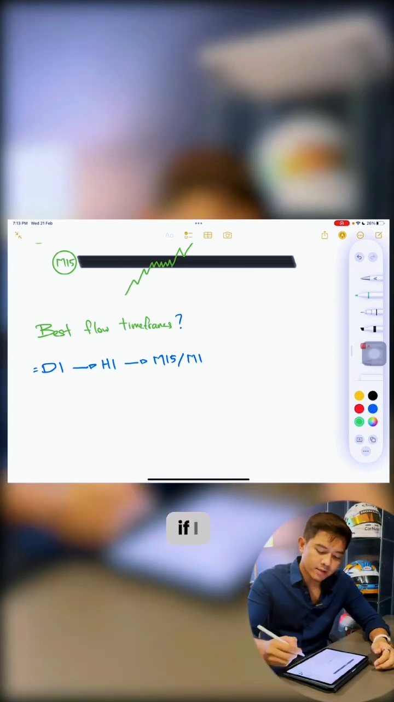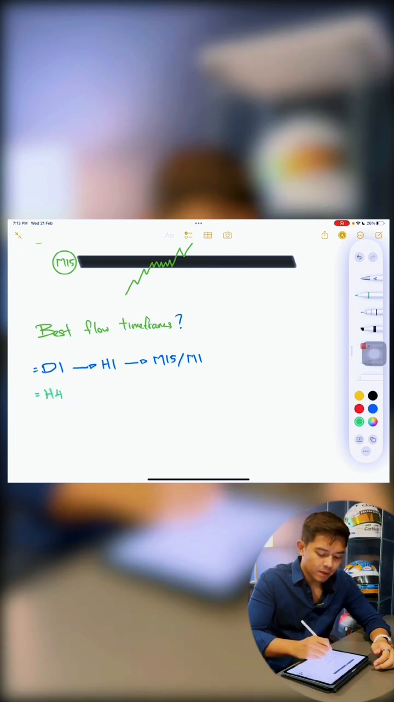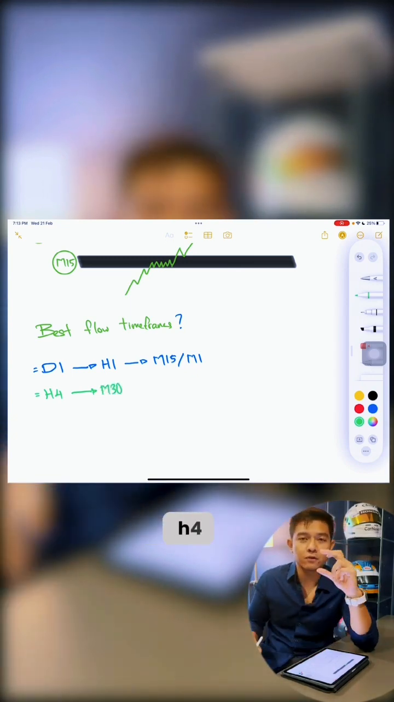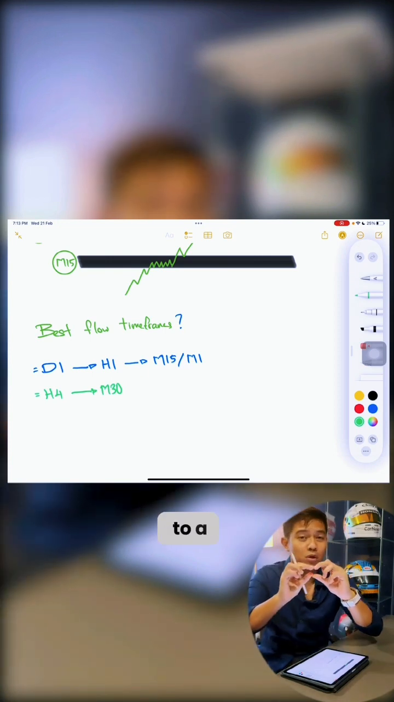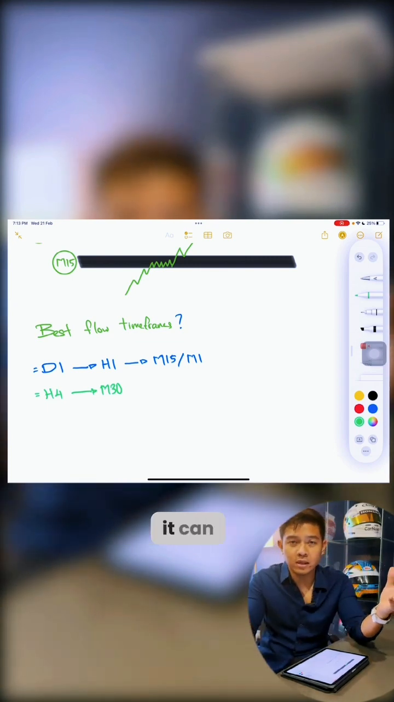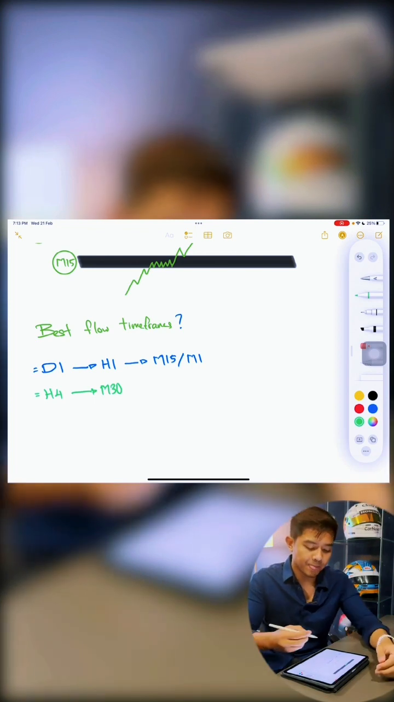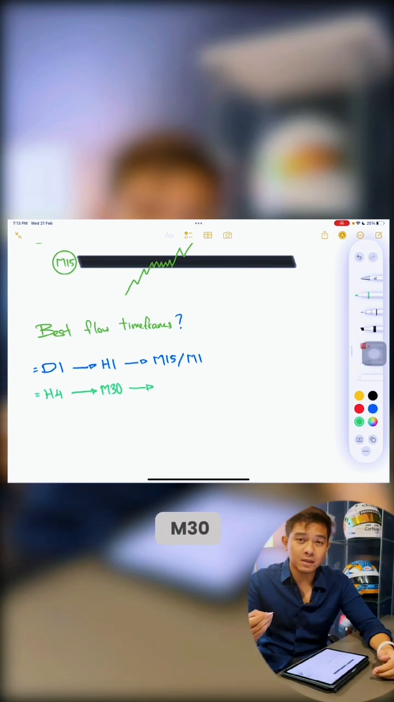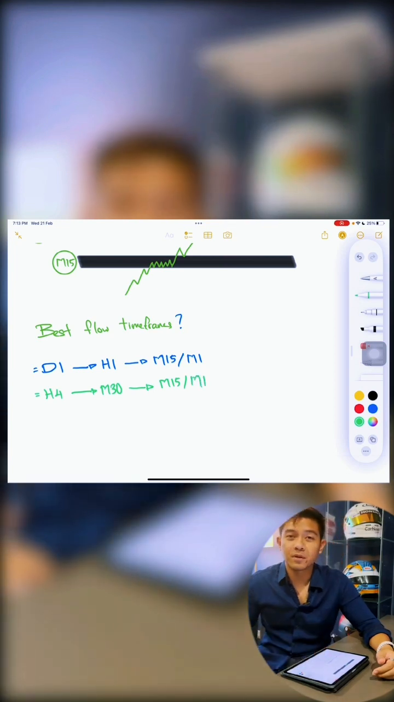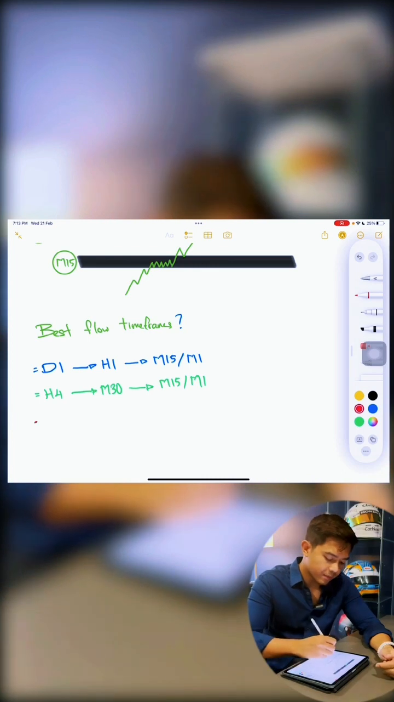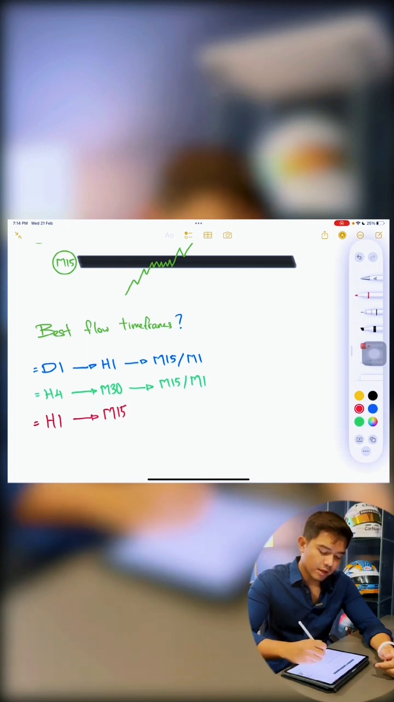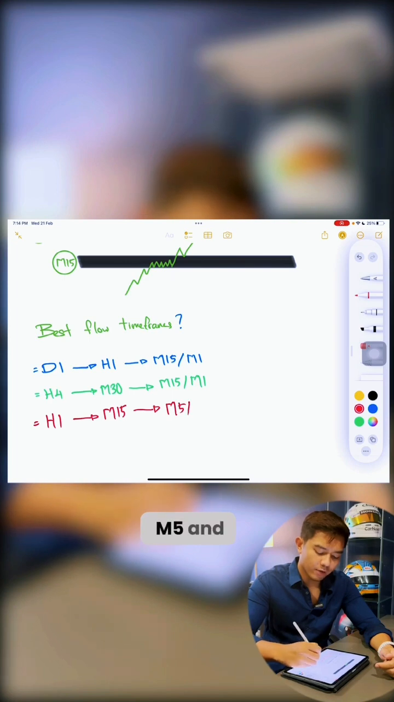Okay? And let's say if I start on my H4, from my H4, I will go down to my M30. So if I find that my H4 zone is about 60 pips, I can scale down to a lower pips zone, understand? So perhaps from 60 pips, I scale it down into my M30. I find another zone, it can be only about 20 pips, right? Then from my M30, I'm going to use my confirmations on my lower time frame, which is going to be my M15 all the way until my M1. And last but not least, it's going to be H1. From your H1, it's going to be M15, and for your M15, it's going to be all the way to your M5 and also your M1.